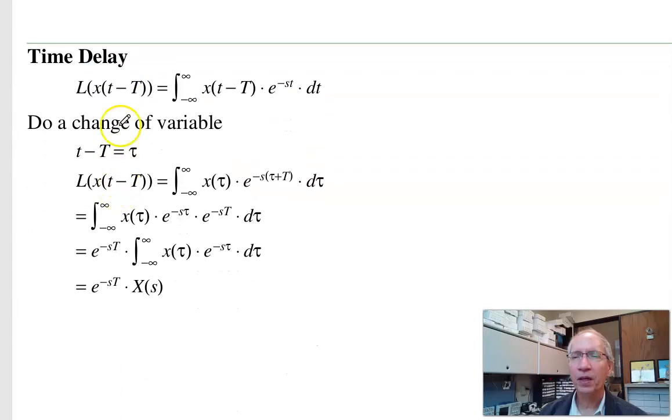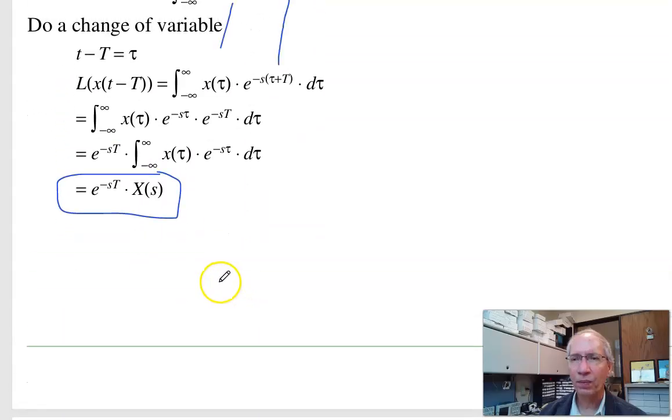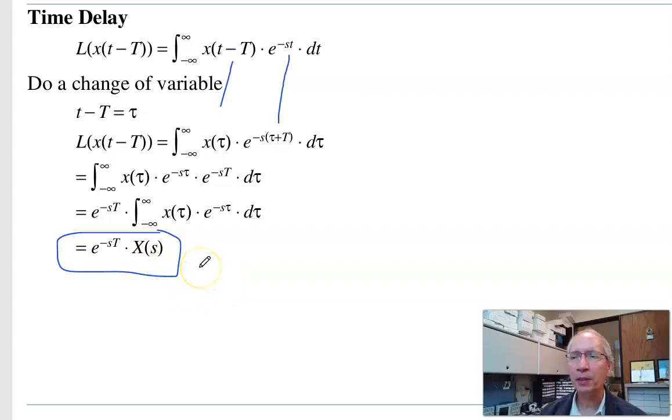Time delay. If I have a signal delayed by t seconds, I can just do a change in variable. Let t minus delay be tau. Then this becomes tau. This becomes tau plus t. The derivative dt is d tau. Separate this, e to the minus s tau times e to the minus st. Pull the e to the minus st outside. That's the Laplace transform of x. There's the delay. So these are some of the properties we'll be using later on.